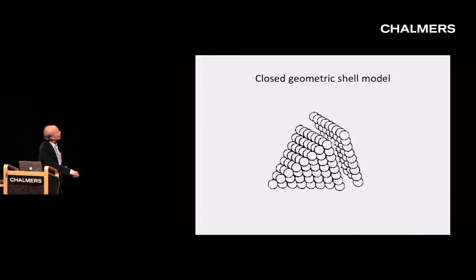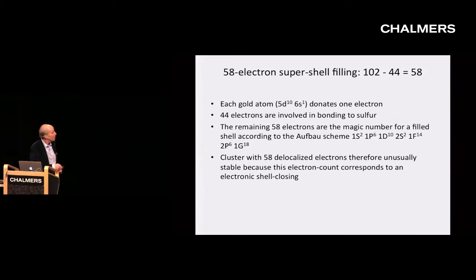Rather than filling geometric shells, it turns out what is the principle for stability is the filling of electronic shells. Each gold atom has one 6s valence electron, 44 of which are involved in bonding to sulfur, and that leaves 58, which is a number that fills a shell according to the Aufbau scheme that's listed here. So we believe that the 58 electrons delocalized over the cluster account for its stability, and we suggest that the metal cluster can be viewed as a kind of superatom. And then the reason for the additional gold atoms in that equatorial band are just to complete the assembly of that superatom.